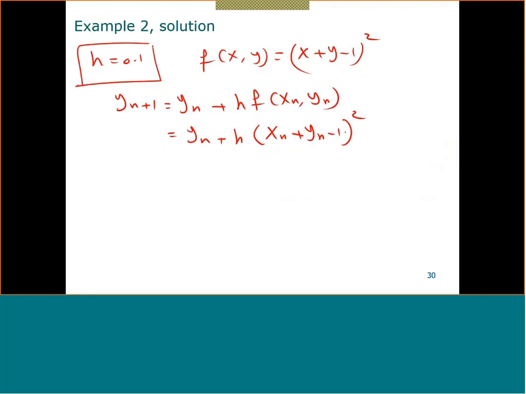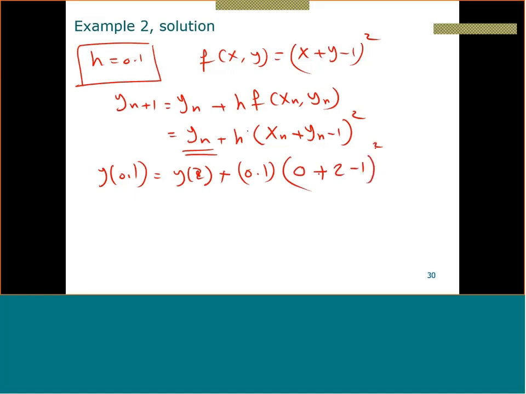Now let's find y at 0.1, which is equal to y at 0 plus h, which is 0.1, times the function. Now what is x here? Start with x equal to x0, which is 0, plus yn, which is 2, minus 1, all squared, and this is equal to 2.1. You go and find y at 0.2, which is equal to y at 0.1 plus 0.1, this doesn't change, it stays the same.